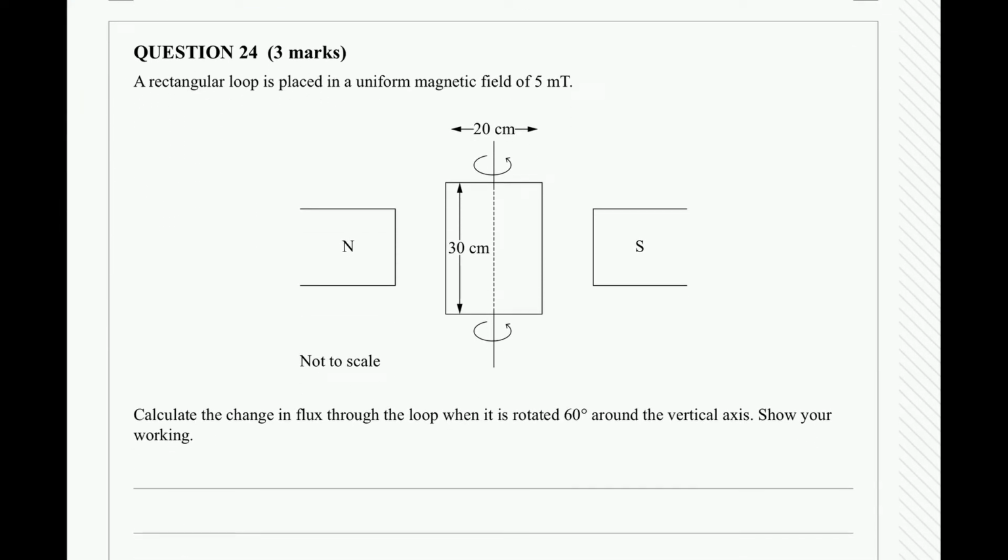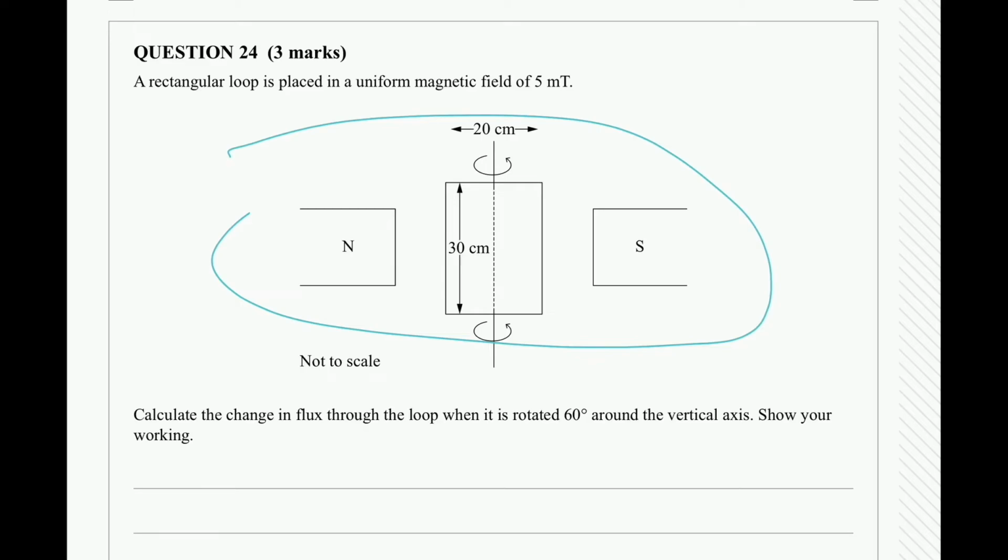All right, so question 24, a rectangular loop is placed in a uniform magnetic field, like what we see in this situation. Calculate the change in flux through the loop when it is rotated 60 degrees around the vertical axis. Show your working. All right, so this is going to be our vertical axis, or our rotational axis is what I'm going to think. And it looks like it's going to be rotating clockwise.